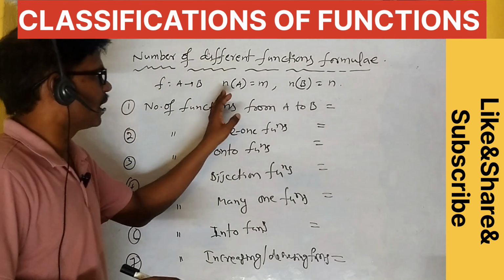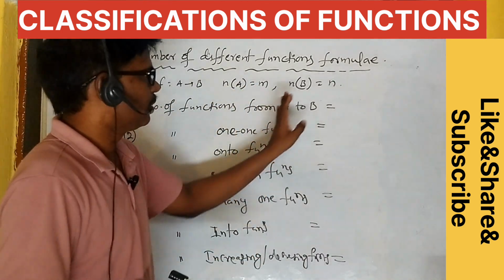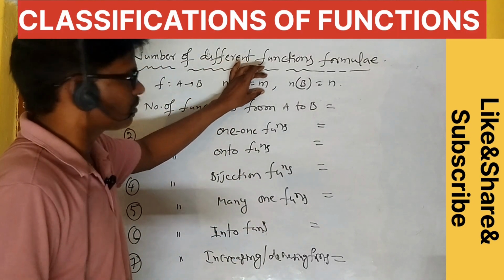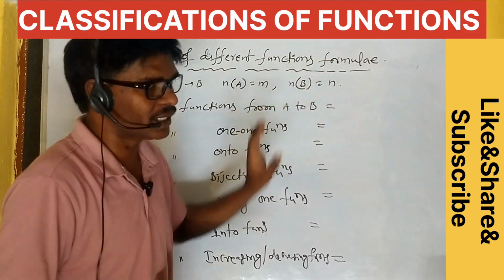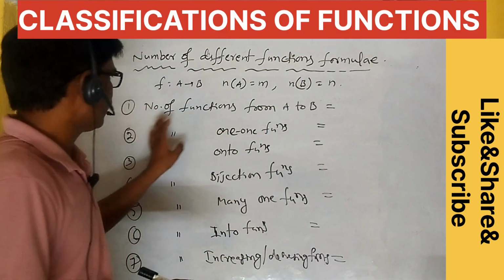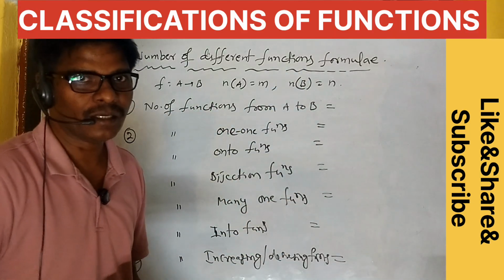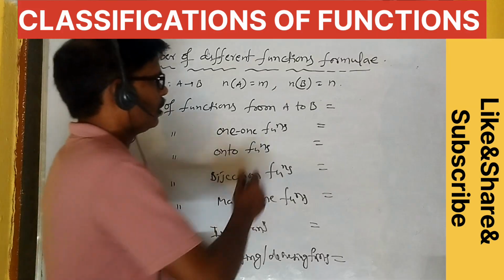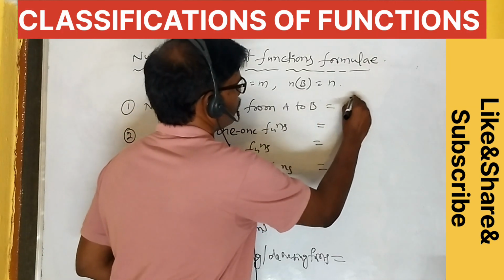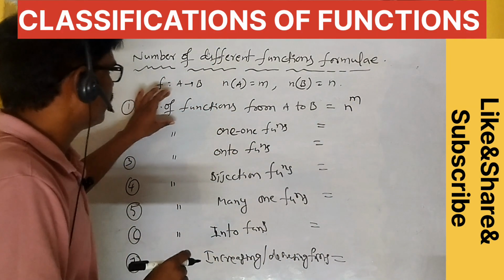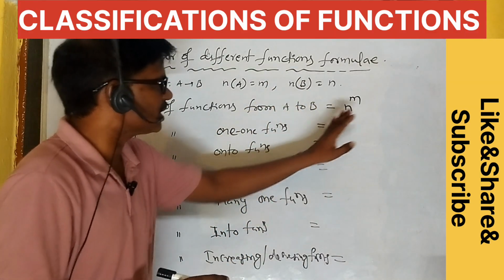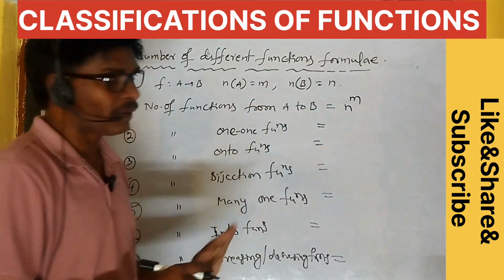Okay, f maps A to B, n(A) is equal to m, n(B) is equal to n. This is the number of elements in A equal to m and the number of elements in B equal to n. Here, the number of functions from A to B is n power m. All are n power m only. The number of functions from A to B is n power m.